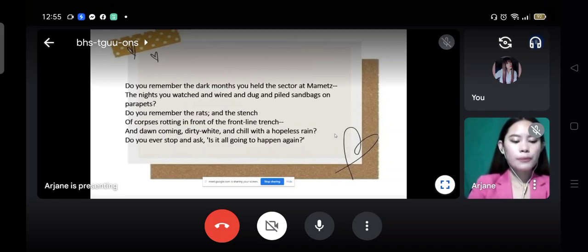So do you remember the rats and the stench of corpses rotting in front of the frontline trench, and dawn coming, dirty white and chilled with a hopeless rain? Do you ever stop and ask, is it all going to happen again? In this stanza, the poem is more about the reality of war and the conditions or situations, like in this line, do you remember the rats and the stench? Stench is a bad smell, or stinky, or something undesirable smell.